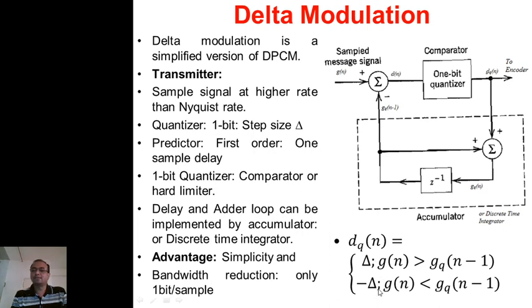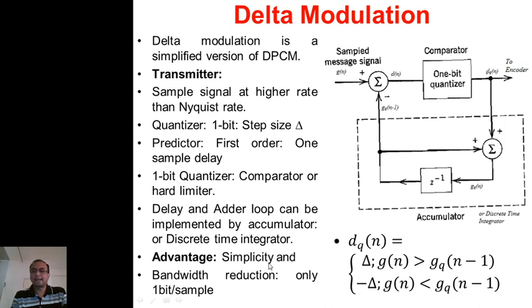So it is either 1 or 0. It will just compare whether the present value is greater than the predicted value or less than the predicted value. In that way, we have only 1 bit per sample. So the greatest reduction in bandwidth can be achieved. So this circuit offers simplicity, right, and great bandwidth reduction.